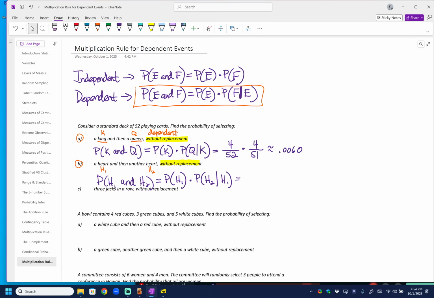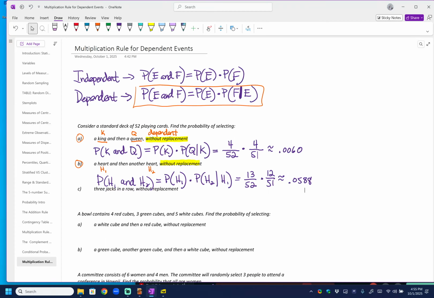Well, the probability of picking a heart from a full deck is just 13 hearts out of our total 52 cards. But remember, you're taking that heart and putting it in your pocket, and you're going to pick out of the deck again. So there are only 51 cards left, but there are also only 12 hearts left, because one is in your pocket. Therefore, it's a little bit different than letter A, and we end up with 0.0588 as our probability.